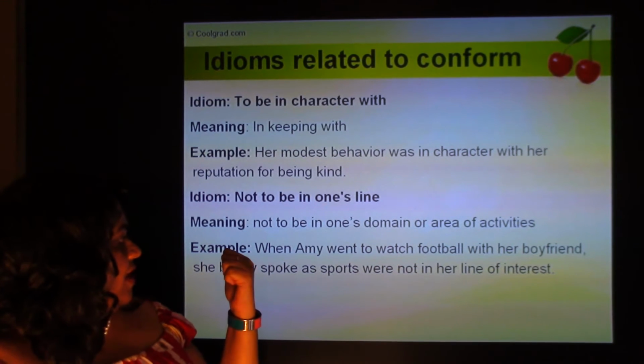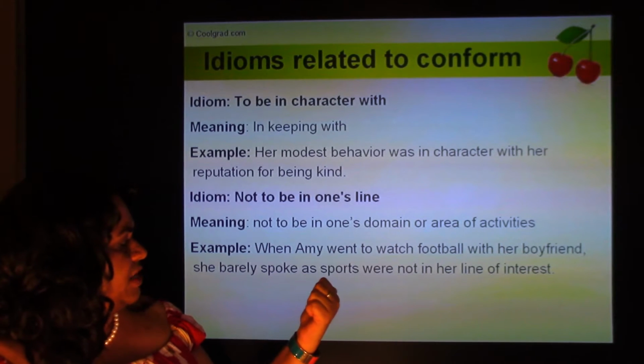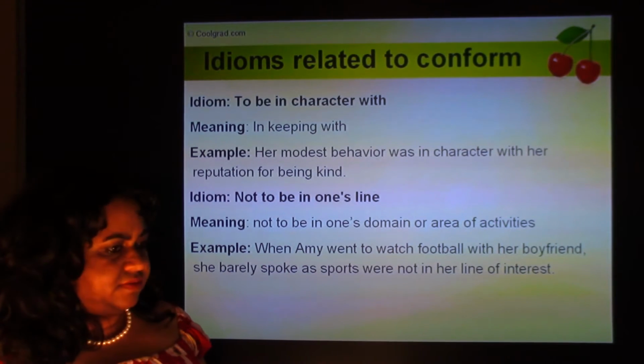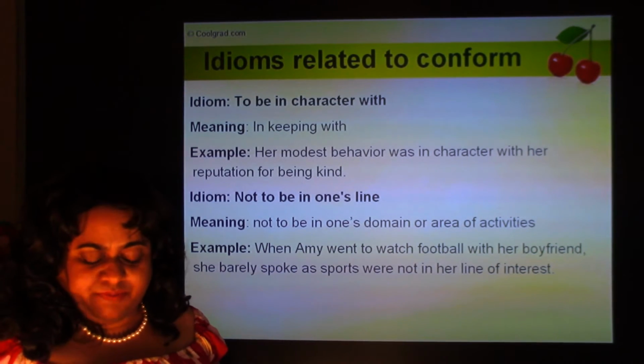Idiom: not to be in one's line, meaning not to be in one's domain or area of activities. Example: when Amy went to watch football with her boyfriend, she barely spoke as sports were not in her line of interest. It's not in one's line of interest. That's what it means.